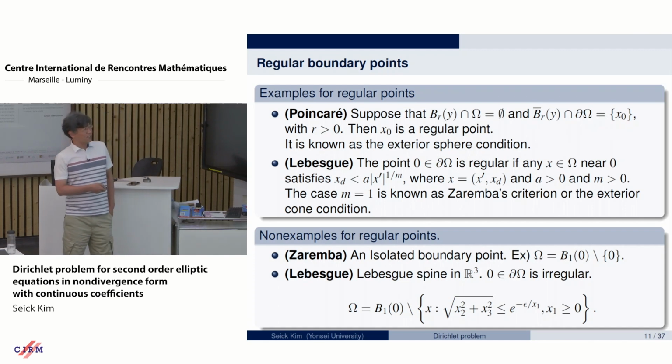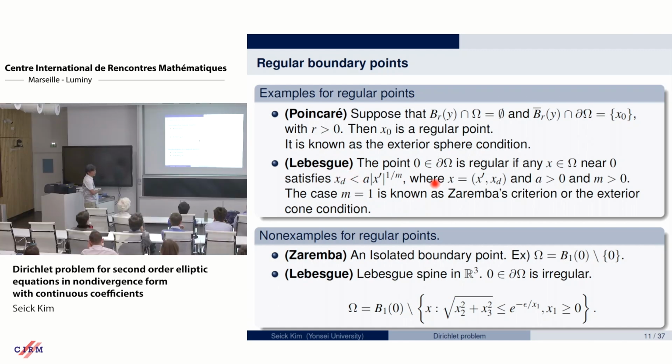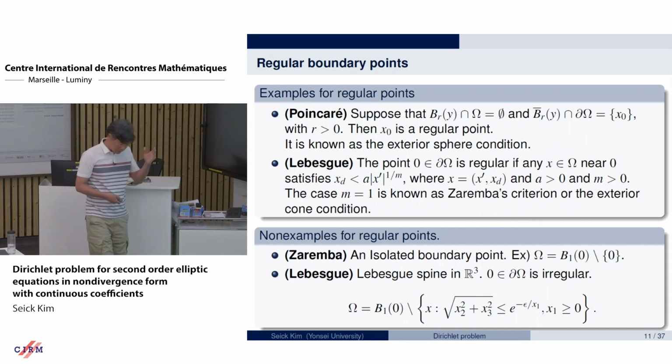And not only this one, there are tons of regular points. For example, Lebesgue noticed that the domain can be like under this, just a power function, right? Okay? So a cusp is allowed. And especially when m equals 1, this condition is the so-called Zaremba's criterion, often called the exterior cone condition. So if it satisfies the exterior cone condition, that's a regular point.